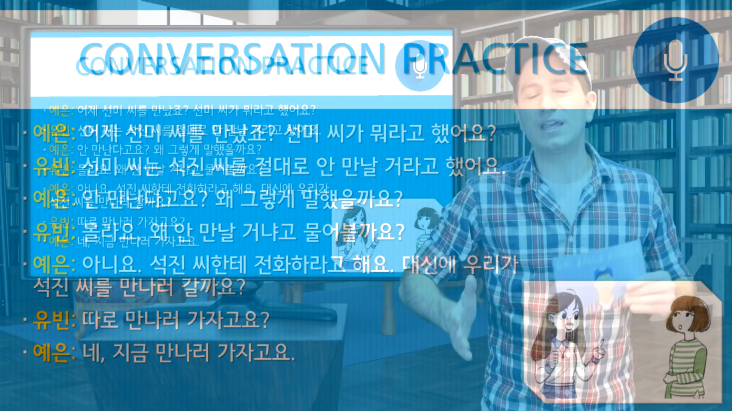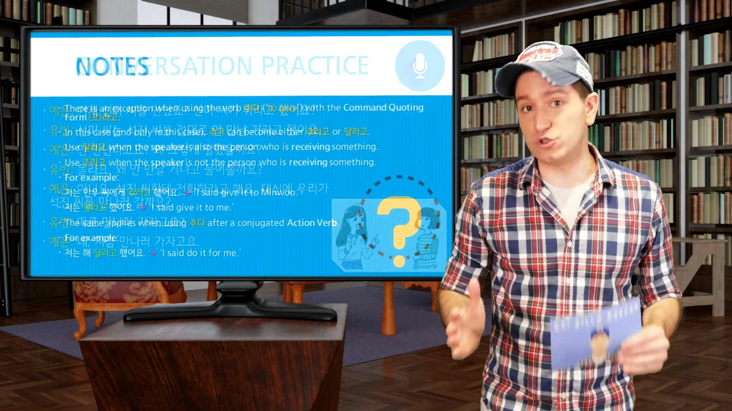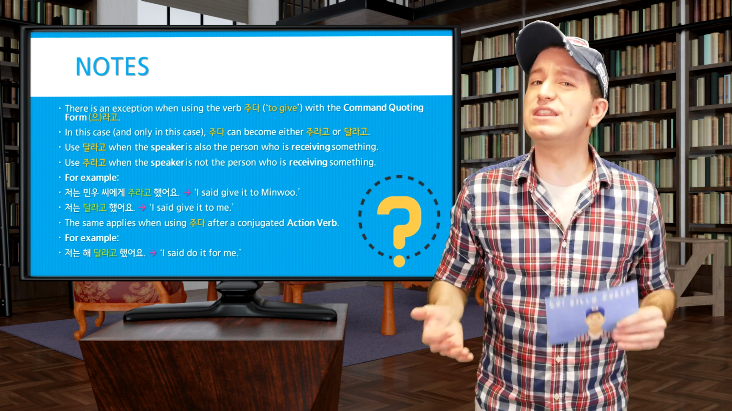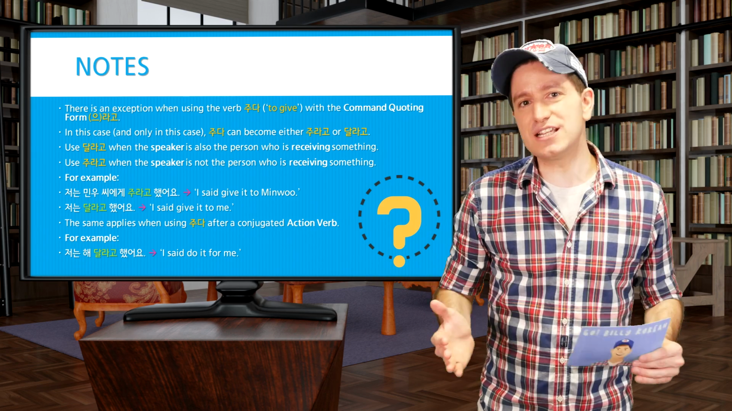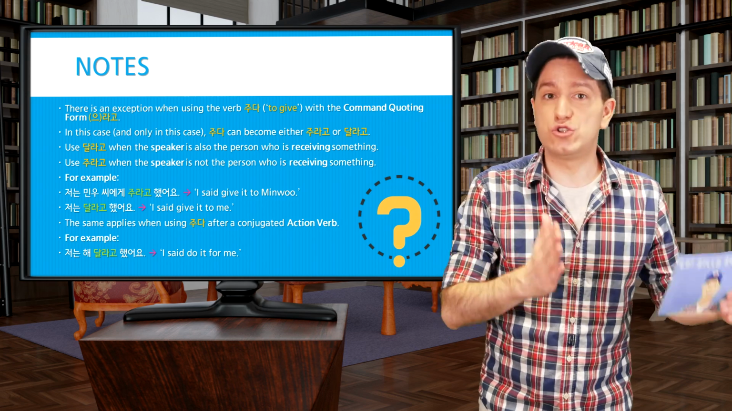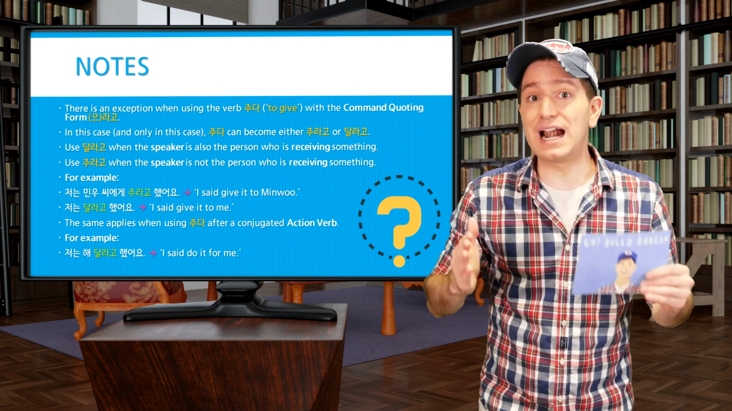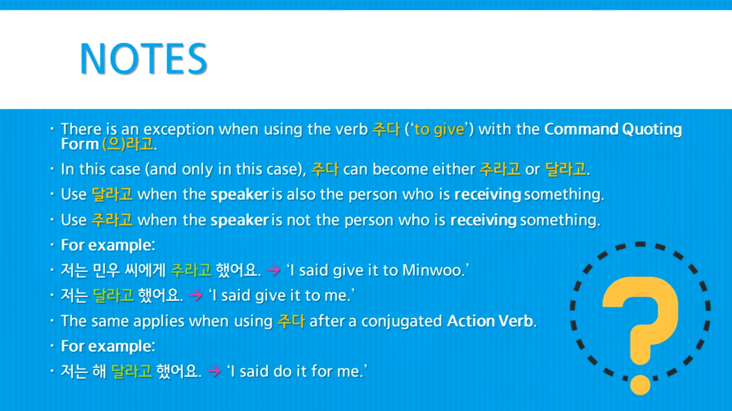But before we go, here's an important note about using 주다, meaning to give, along with the quoting form 으라고. And that is, whenever it's used in this form, it can either become 주라고 or 달라고. Here's how that works. Use 달라고 when the speaker is also the person who is receiving something. Or use 주라고 when the speaker is not the person who is receiving something.